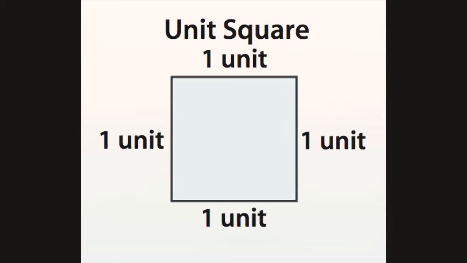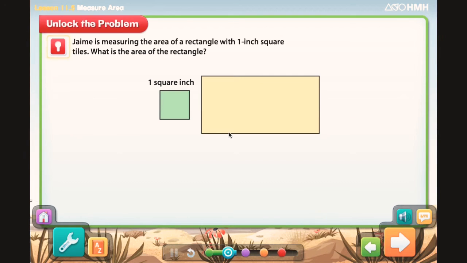Just to go over that, a unit square looks like this. It's 1 unit, 1 unit, 1 unit, 1 unit, all the way around. So a unit square is the type of measurement we will be using today. Let's take a look here. There's a yellow rectangle, and the form of measurement that we're using is the green square inch, the square inch that's represented by the green square. So we're going to see how many of those 1 square inch squares we can fit inside.